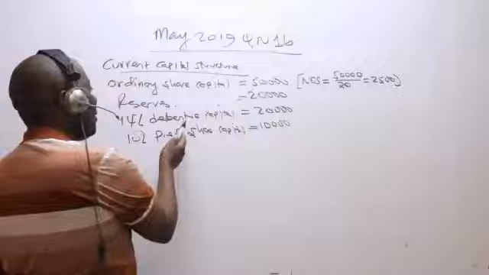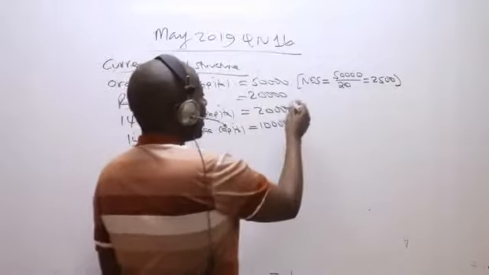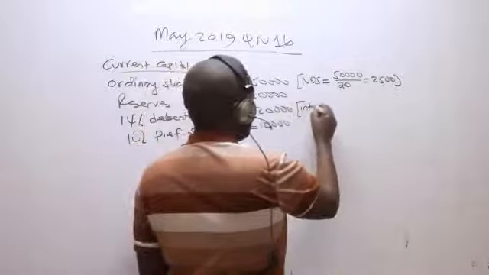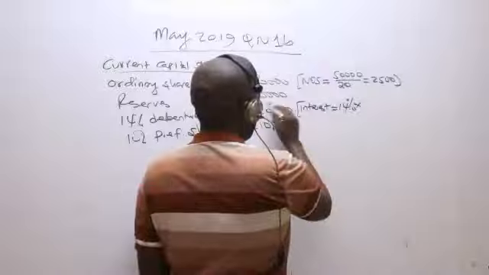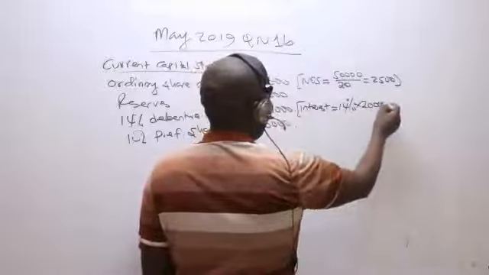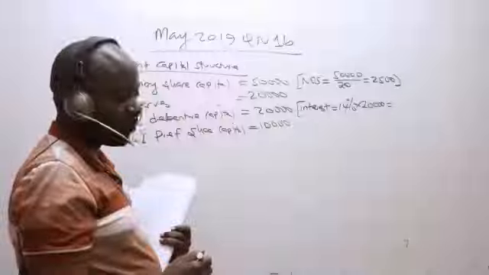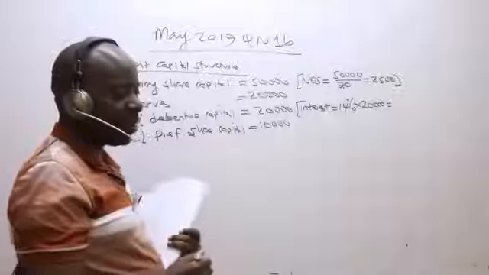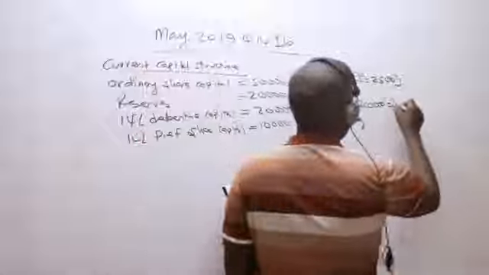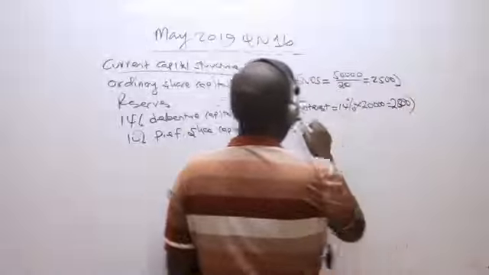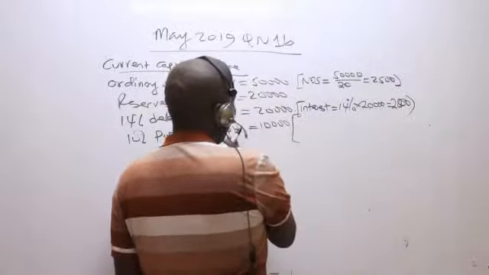Whenever I see debenture or debt, I have to calculate interest. The interest will be the rate of interest given times the amount raised, 20,000. That is 14% times 20,000, which gives 2,800. These are free marks that I'm getting without sweating at all.